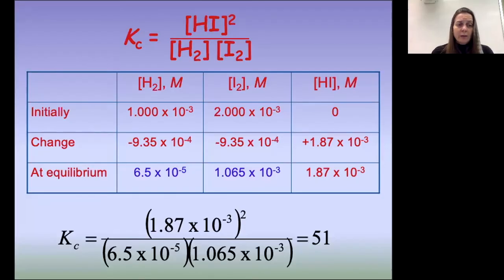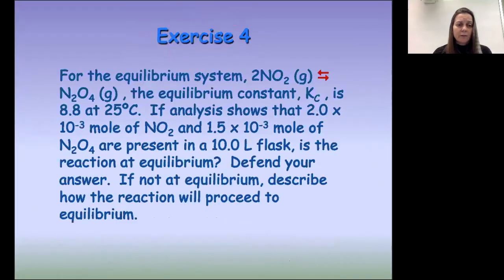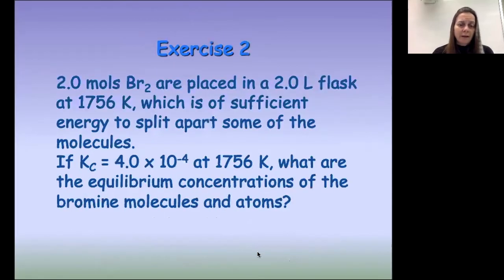All right, we want to talk about one more example, and that's one where our equilibrium system, where we're going to make something that we call a simplifying assumption. So we're going to take a look at this exercise. It tells us that 2 moles of bromine are placed in a 2-liter flask.